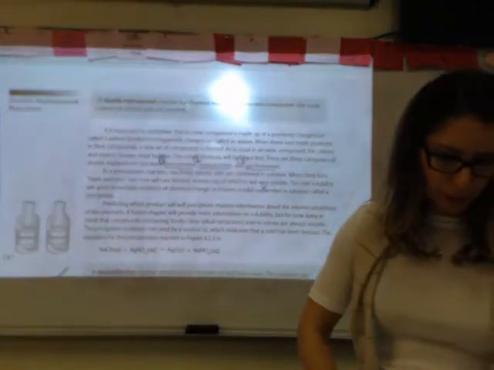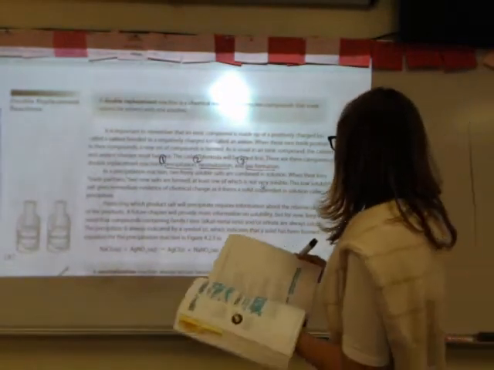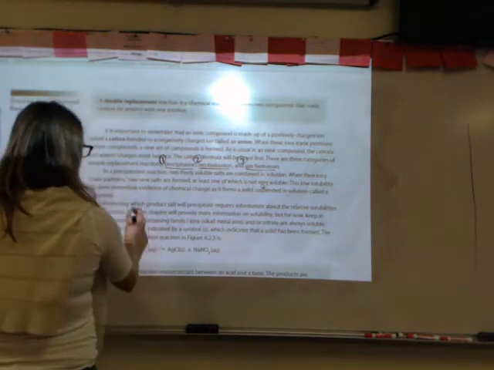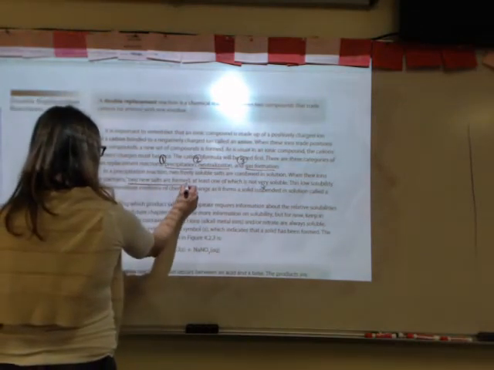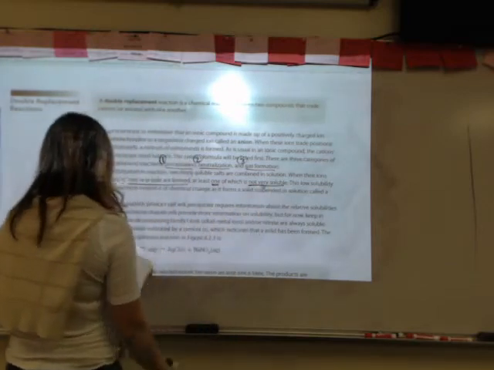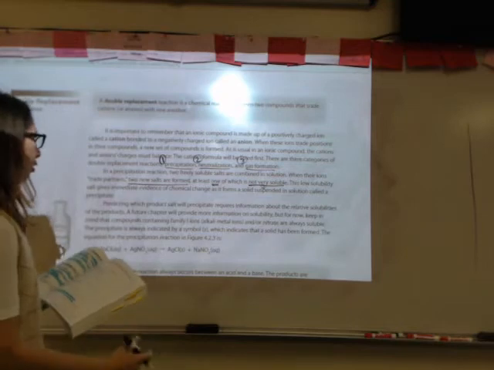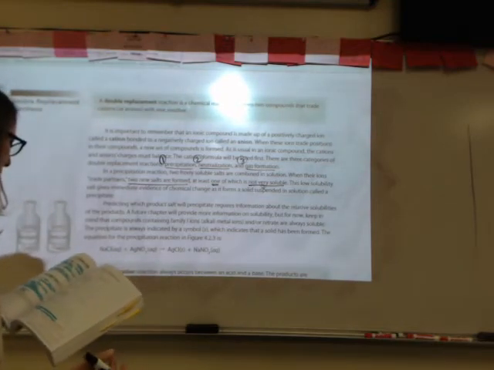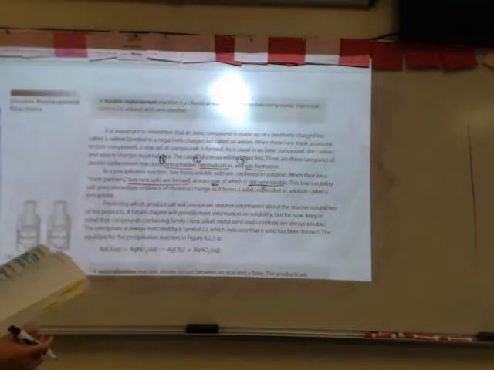And in precipitation reactions, you're going to have 2 new salts formed, and one of them will not be very soluble. It will have low solubility, which means you're going to form a solid. It will likely look cloudy. So one of your products will have a little S in parentheses after it as its state of matter.